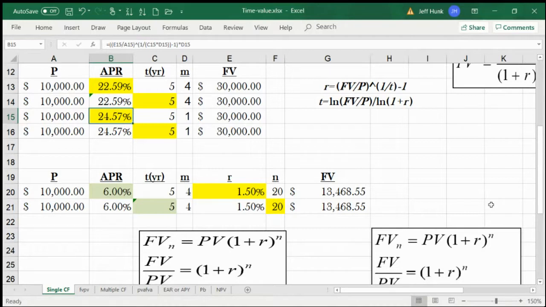About how to solve for n in a time value of money single cash flow model. Okay, so this concludes part 2 of the video of this lecture.